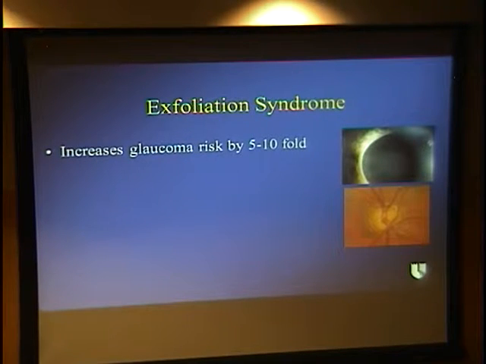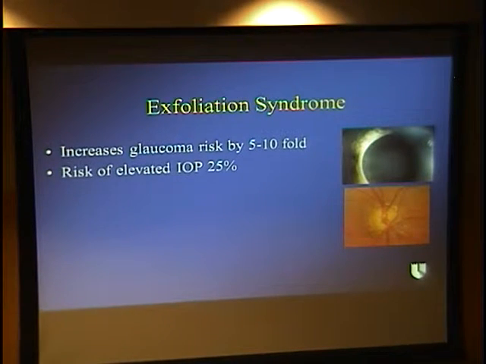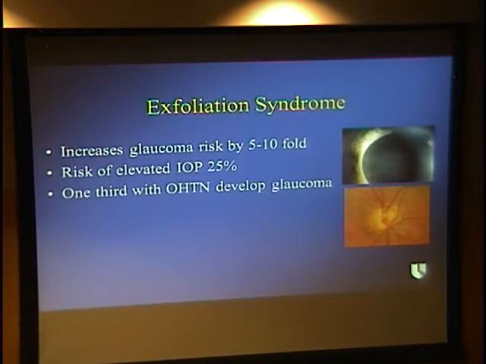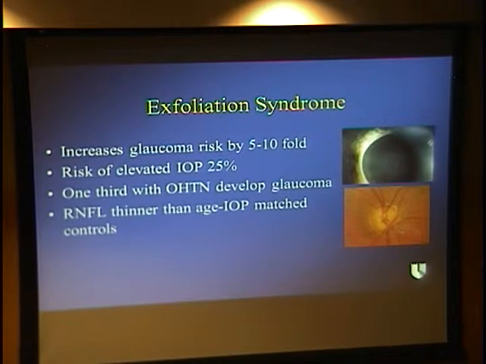So exfoliation syndrome, as far as what does it mean, it means very high risk for glaucoma, increases risk at least 5 to 10-fold, and the longer you wait, the higher the risk becomes. About 25% will ultimately develop elevated intraocular pressure, presumably from the incorporation of all these proteins in the trabecular meshwork. About a third with ocular hypertension will go on to develop glaucoma. If you have patients with syndrome versus patients without syndrome who are ocular hypertensives, and you match them for age and for IOP level, actually the retinal nerve fiber layer is thinner in those who have syndrome than those who have the matched ocular hypertensive group.